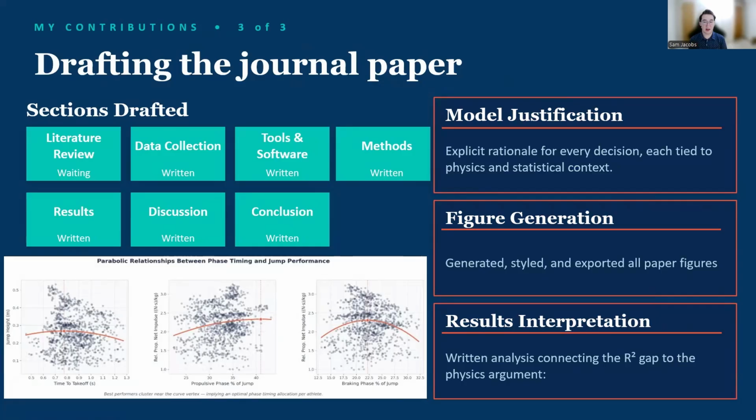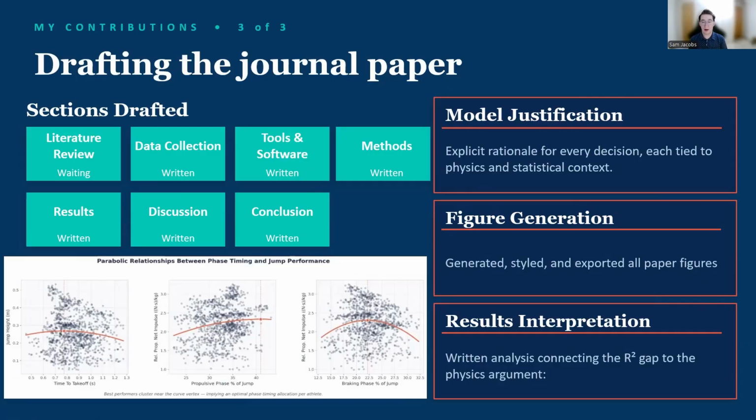The model justification work on the right reflects what went into the methods section specifically. Every pipeline decision, whether it's using lasso over ridge regression, or why we used group k-fold rather than standard cross-validation, is explained with rationale tied explicitly to both the statistical context and the domain context. That level of justification was required for what would hopefully become a peer-reviewed paper.